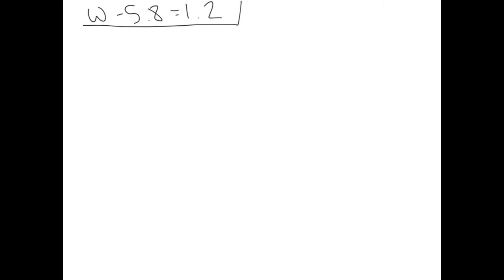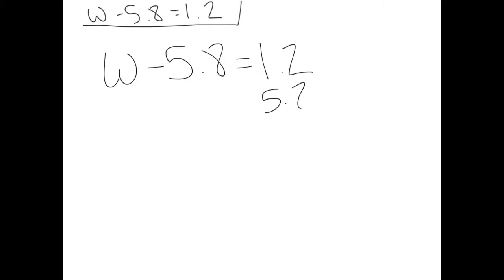Okay, so we have the problem W minus 5.8 equals 1.2. So we need to find out what W equals. So we'll have to add 5.8 to each side, since adding undoes subtraction. So that gets canceled out.